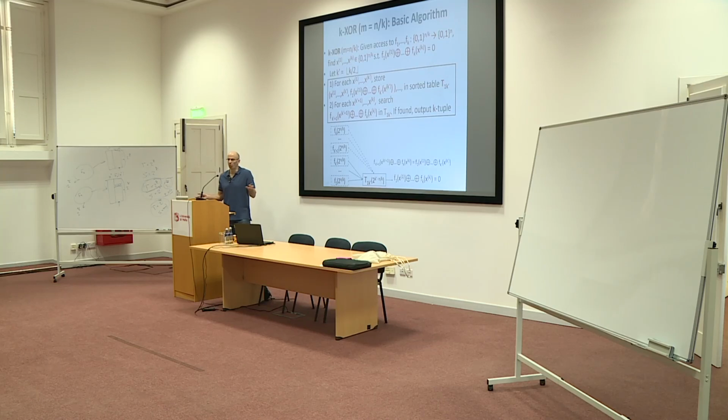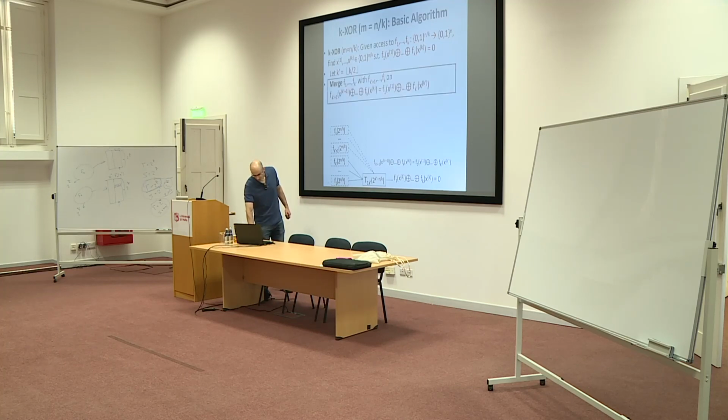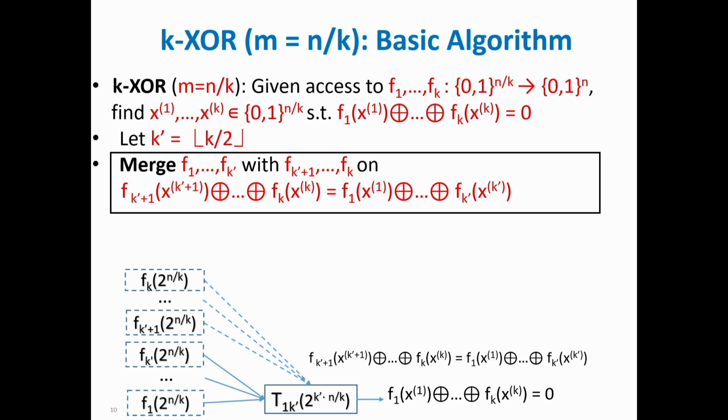So that's a very simple and natural generalization of the meet in the middle algorithm that I just described. Again, this is just a merge operation. We're merging the first group of functions with the second group of functions on this condition, which is the condition that we're checking in the table, equivalent to the k-XOR condition.